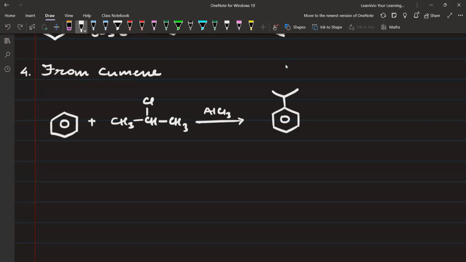The benzene ring, it has an isopropyl group on it. Isopropyl benzene. Because this isopropyl benzene is very commercially important, that means it is used a lot in industry to prepare chemicals and everything as a starting material. That is why it has a particular name. It is also known as cumene.